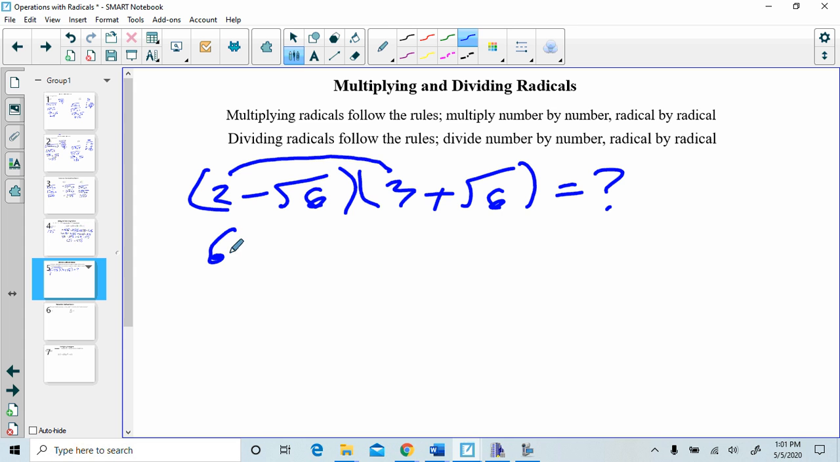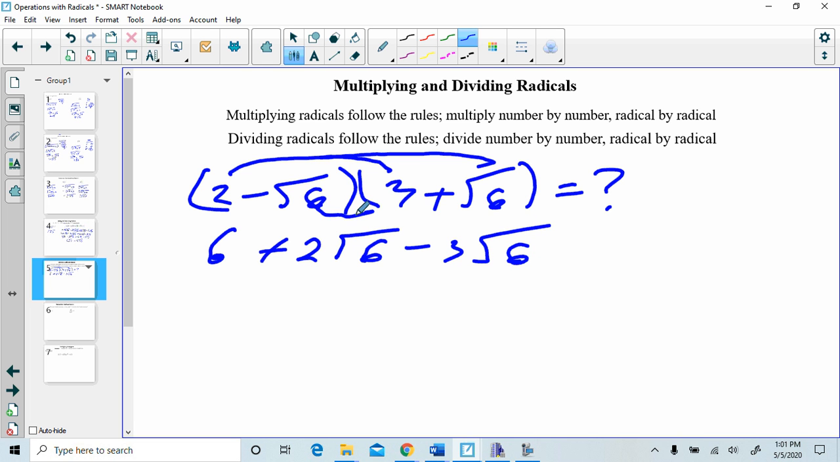So we're going to go 2 by 3. 2 times 3, we get 6. And then we're going to take 2 times root 6. So this is a positive 2 root 6. And then we have a negative times 3 root 6. So that's a negative 3 root 6. And then the last one, negative root 6 times root 6. So we have a negative times a positive, which will just leave you as a negative. And then it's root 6 times 6, which is 36.